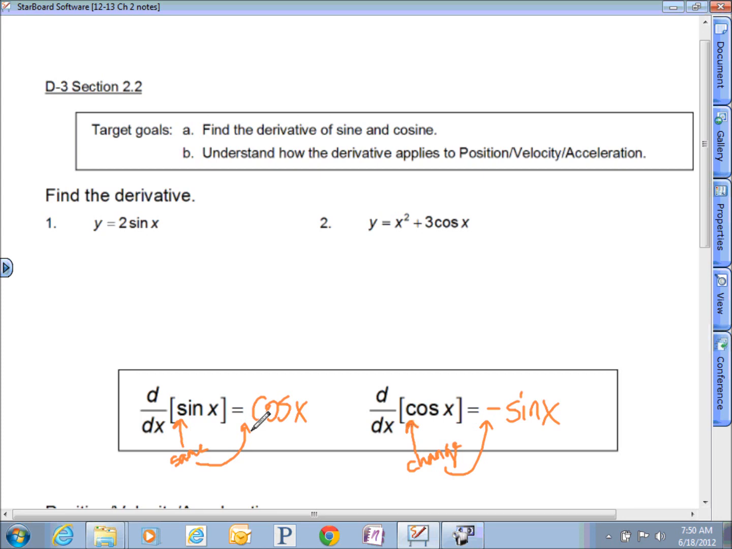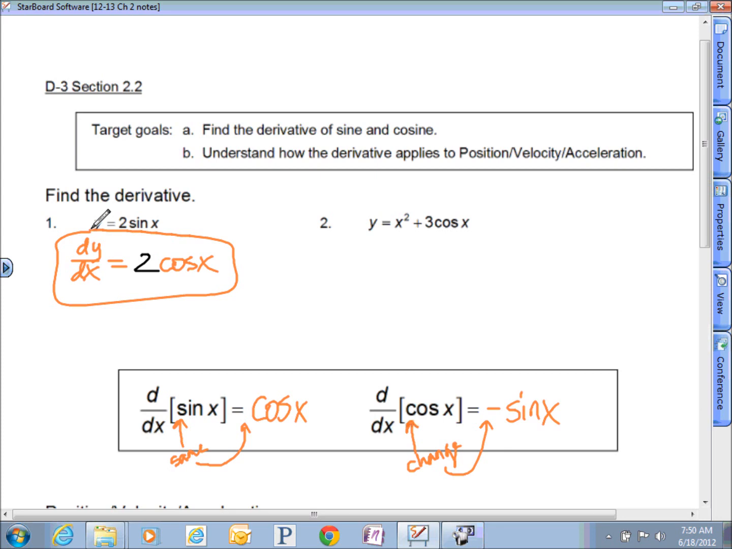So finding the derivative, again, remember, one derivative per term. So if I look at this problem number 1, I go to find my derivative. Derivative would be dy over dx. Derivative of 2 sine of x, well, let's see. That 2 is a constant. That 2 would come along for the ride. Derivative of sine is supposed to be cosine. Derivative of sine of x is supposed to be cosine of x. One derivative, one term. Nice.